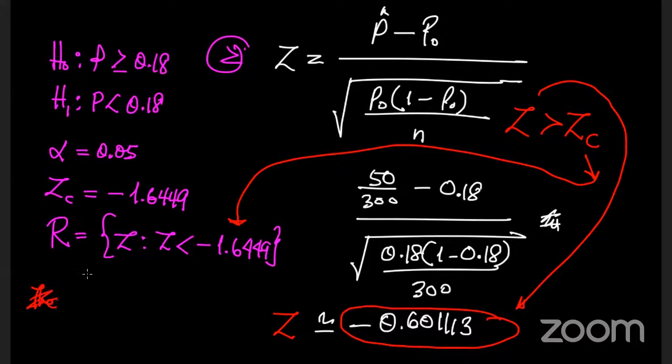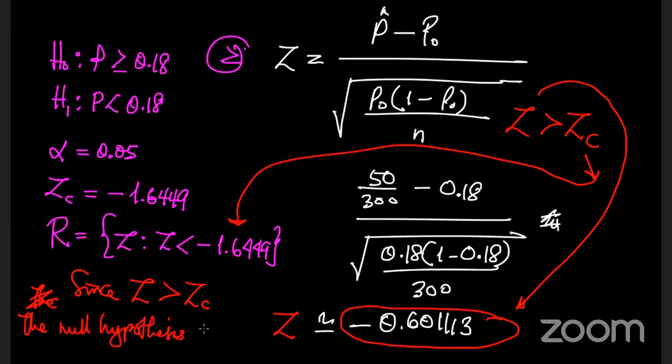You can write that since this is greater than the critical value, the null hypothesis should not be rejected.